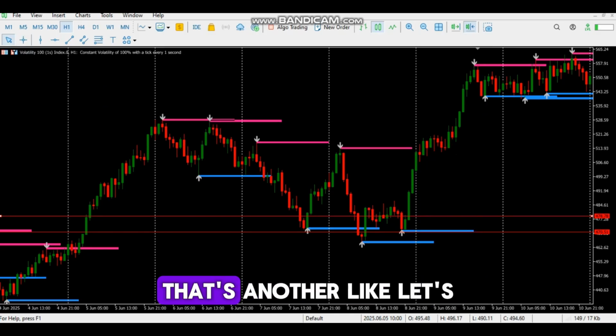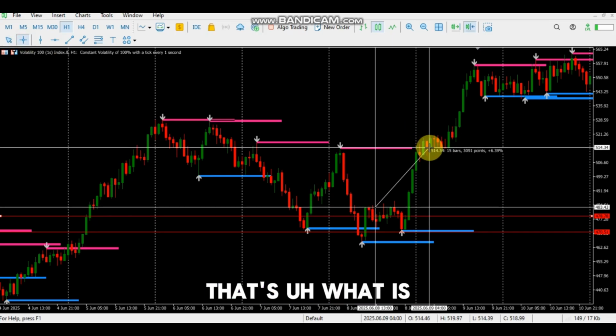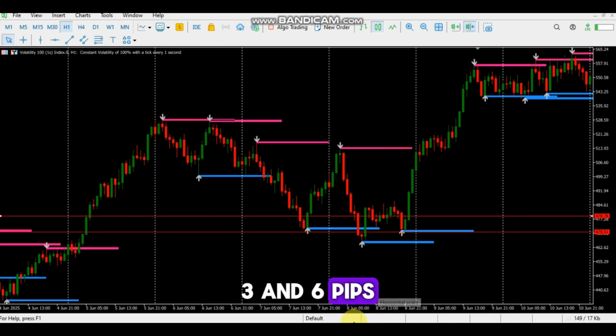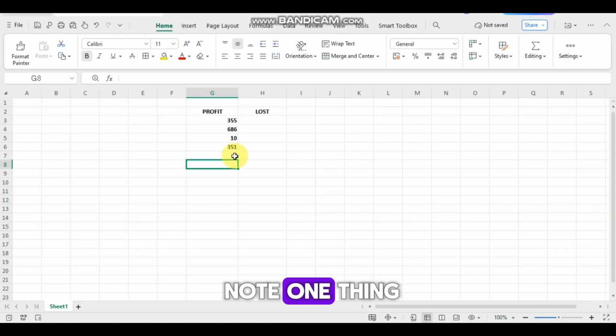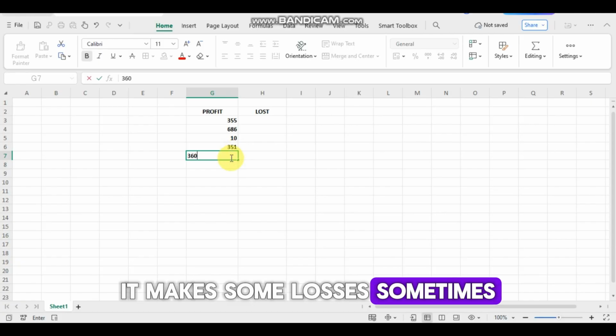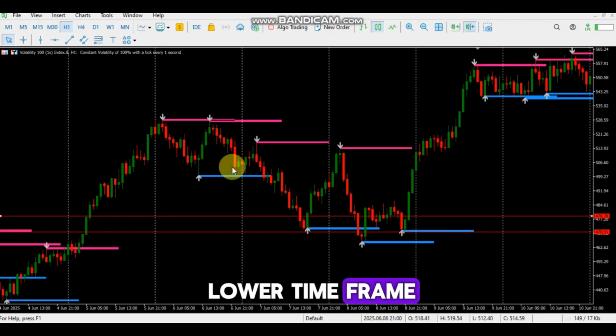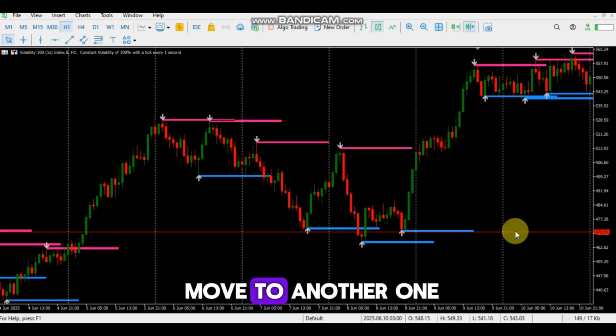Can you see? Let's say we make use of this one. That's 306 pips. This thing is not only about pips. It makes some losses sometimes, but it hardly makes losses. Although it works on lower time frames, I'm making use of this higher time frame to do this explanation. So let's move to another one.